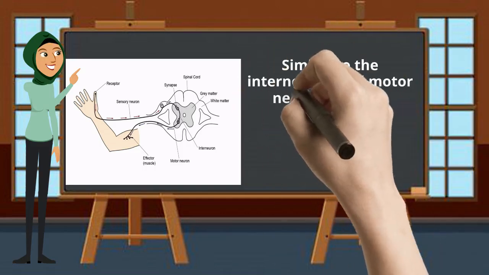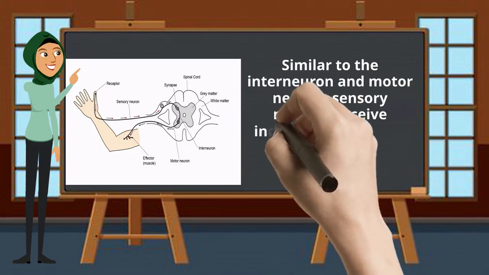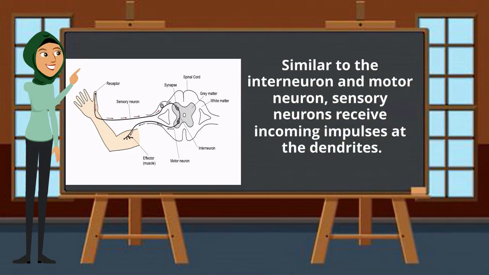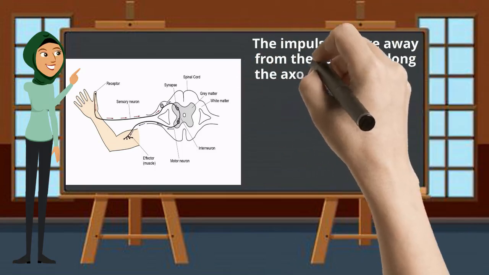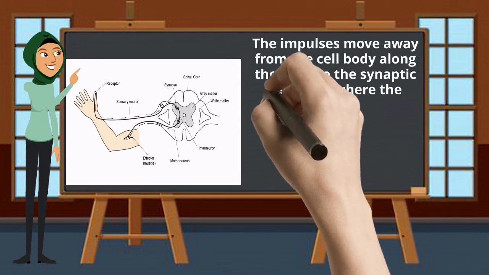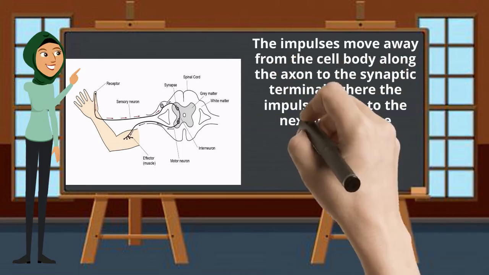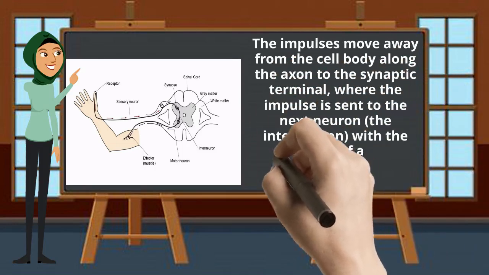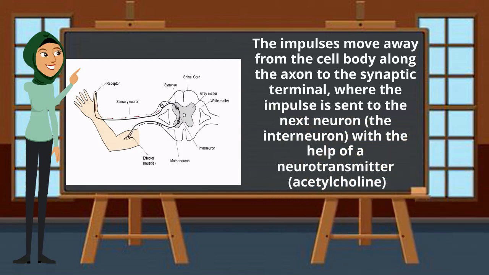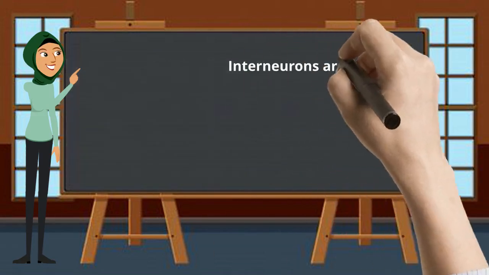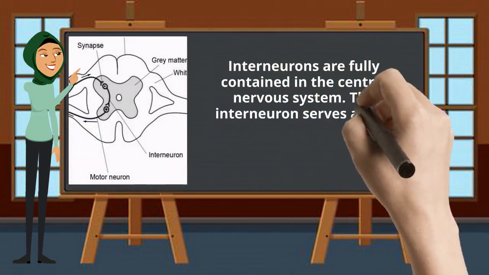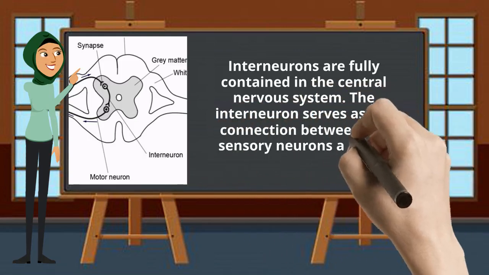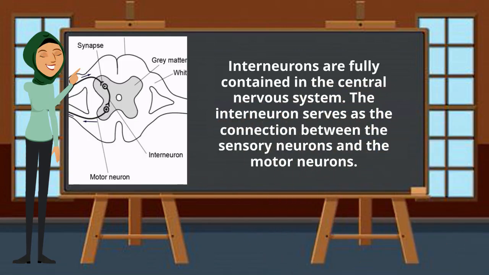Similar to the interneuron and motor neuron, sensory neurons receive incoming impulses at the dendrites. The impulse moves away from the cell body along the axon to the synaptic terminal, where the impulse is sent to the next neuron with the help of neurotransmitters. Interneurons are fully contained in the central nervous system. The interneurons serve as the connection between the sensory neurons and the motor neurons.